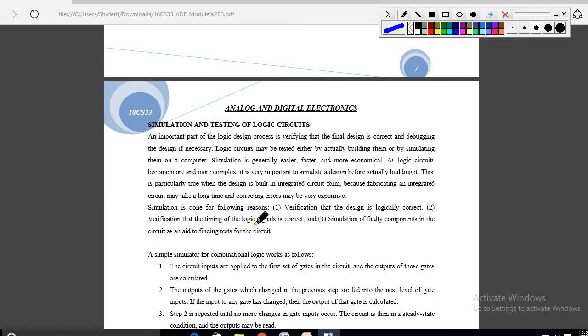The second point is verification that the timing of the logic signals is correct or not. Whatever logical signals we are using, we need to verify whether their timing is correct or not. So for verification purposes, we are doing simulation. That is the second point.